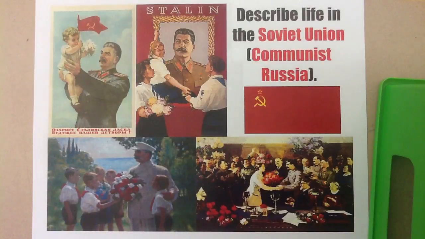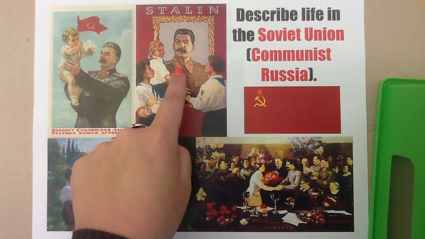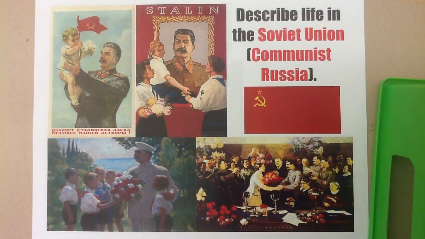So first, let's look at some pictures of life in the Soviet Union, or Communist Russia, or the USSR. The gentleman in these pictures, his name is Joseph Stalin, and he was the leader of Communist Russia in the 1940s and 50s during World War II. So I want you to pause the video, take a minute, talk with your group. What do you think life was like? Pause now.